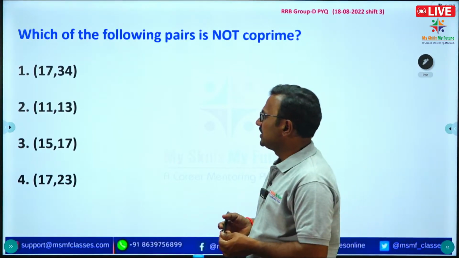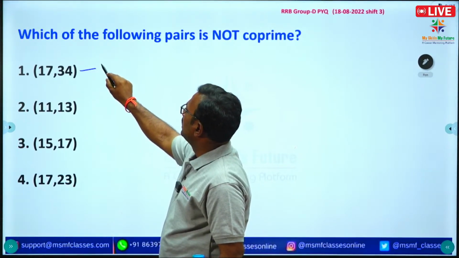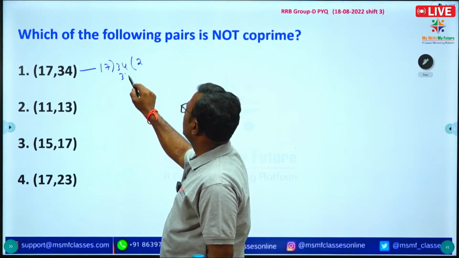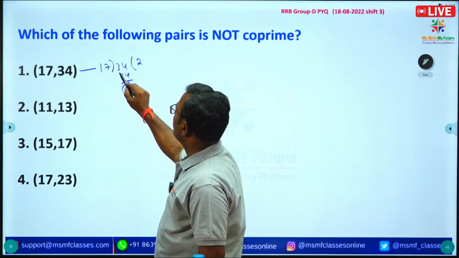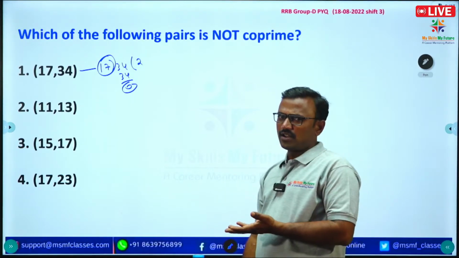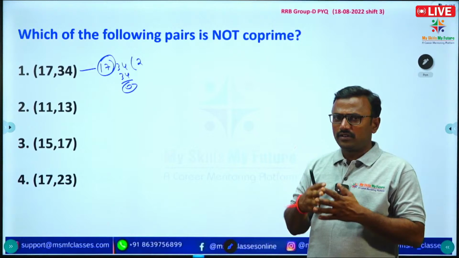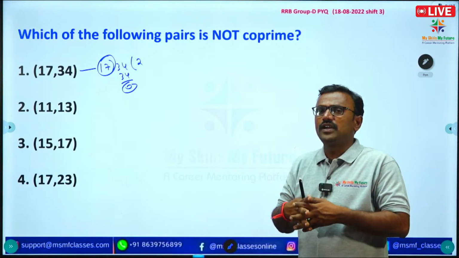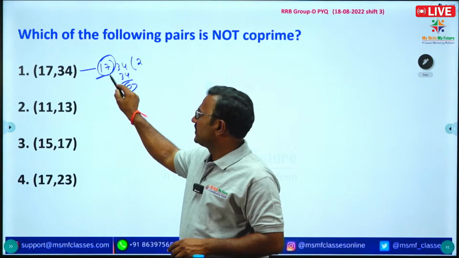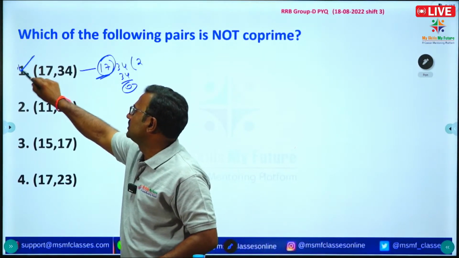So if you see here, what is the HCF of 17 and 34? 17 twos are 34. So the HCF of these numbers is 17. There is no need to check the other options, because numbers are co-prime only if the HCF is 1. Here the HCF is 17, so it is not a co-prime pair. By checking the first option itself we can get the answer.